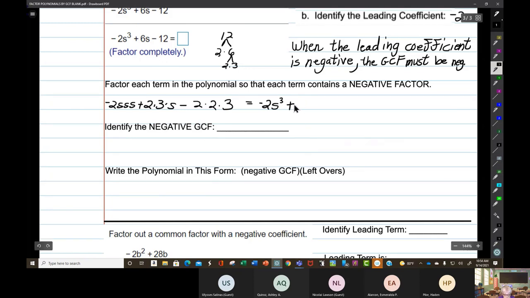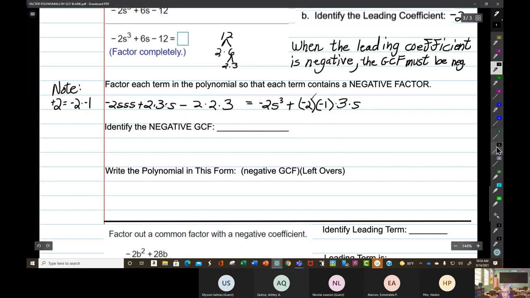Plus positive 2, note. Positive 2 equals negative 2 times negative 1. So I'm going to write this 2 as negative 2, I'll even put them in parentheses, times negative 1, and then times 3 times s.